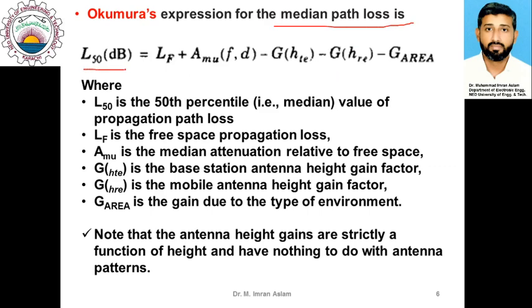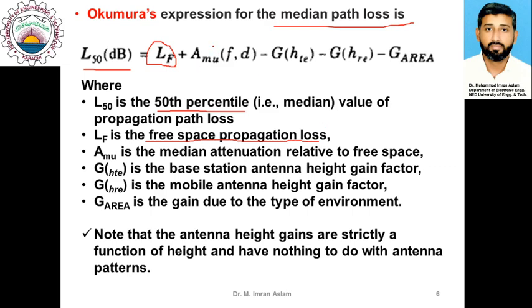So L50 is actually referring to the median or 50th percentile value of the propagation loss. So this is actually the median value of the propagation loss that is calculated from the Okumura model. The first part is this LF. You can see that this LF is same as the free space propagation loss, as I discussed briefly. So this LF is based on the free space propagation, which can be calculated using the free space propagation model.